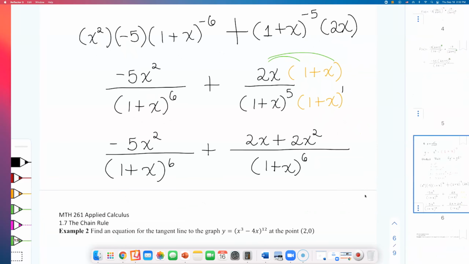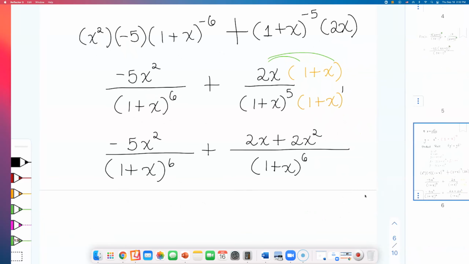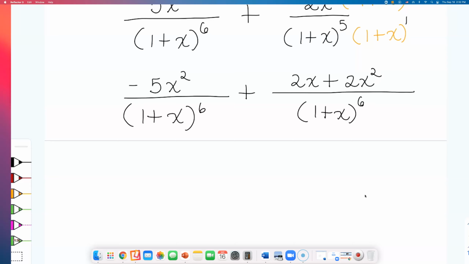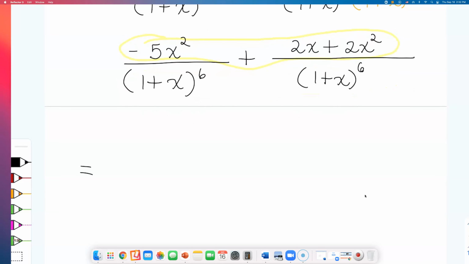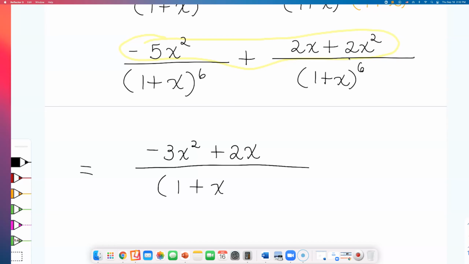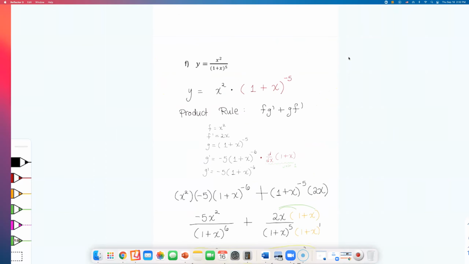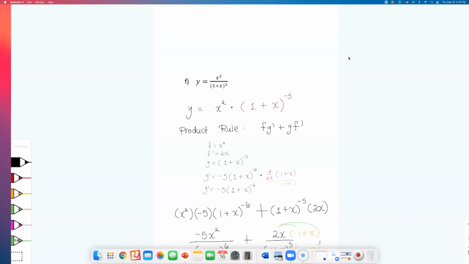Alrighty, how about I add another page to put these two fractions together? So the numerator will be these two put together. So let's see if we can simplify some like terms. I see there is negative 5x squared and there is positive 2x squared. They will combine and give us negative 3x squared. And let me write down that plus 2x. And that denominator just once. So this is it. This is the derivative of this function. It took us a while.